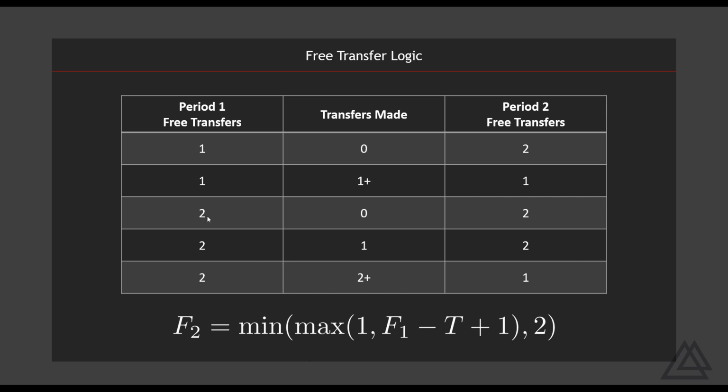Because if you have 2 free transfers and you haven't used any of them, this will be 2 minus 0 plus 1, which is 3, and then this becomes the minimum of 3 or 2, and F2 will get value 2 because of it. So the maximum and minimum are just making sure that I never exceed 2 free transfers and never fall below 1 free transfer.